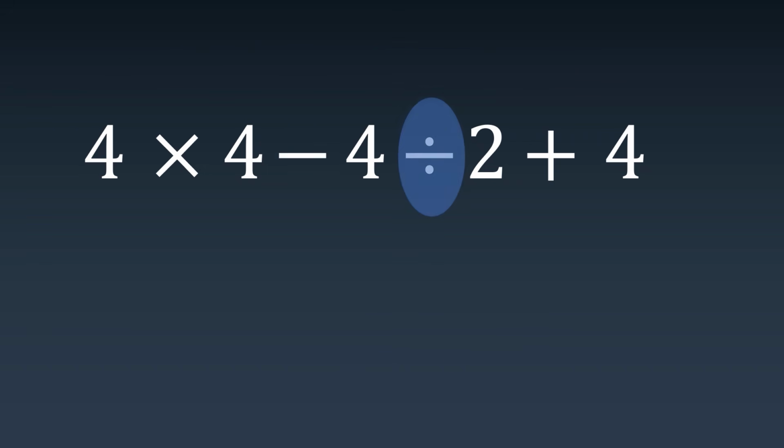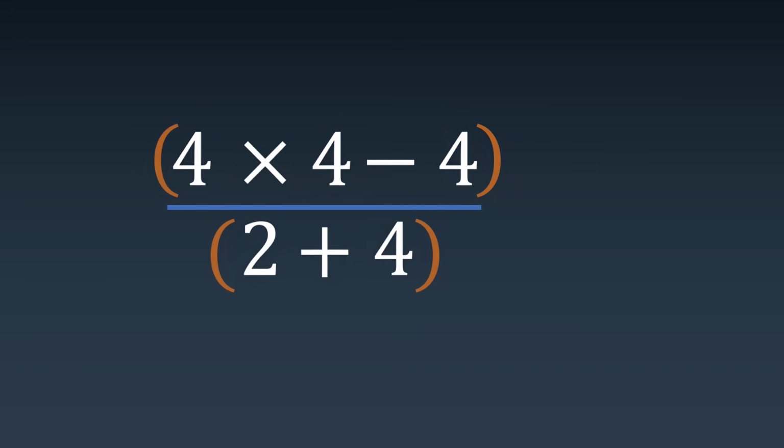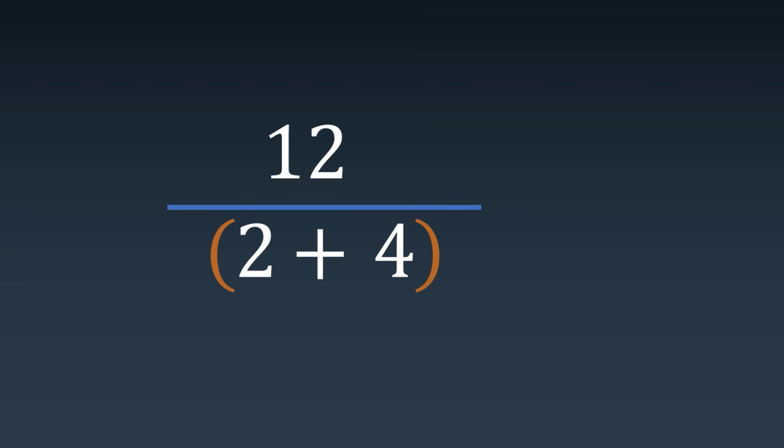Now, some people see the division symbol and think of an old typewriter convention, that it groups everything before it on top and everything after it on the bottom. This rewrites the problem entirely. So the numerator, 4 times 4 minus 4 equals 12. The denominator, 2 plus 4 equals 6. 12 divided by 6 equals 2.